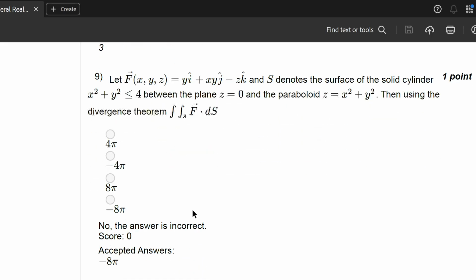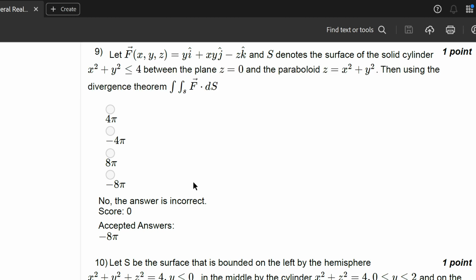Okay, so the next. F is this. S is the surface of a solid cylinder between z equal to 0 and a paraboloid. Then using divergence theorem again, use divergence theorem to calculate this. So what is divergence theorem? Sorry, what is the surface? It is a plane and a paraboloid bounding the solid cylinder.